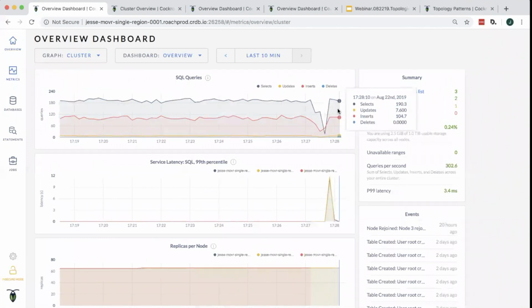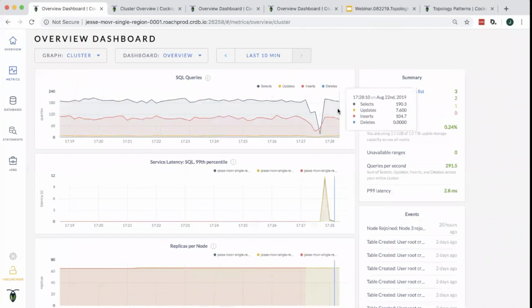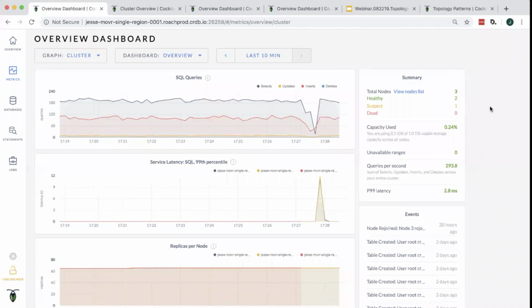Because it can always achieve consensus, because 2 of 3 replicas are always available for whatever Movr is trying to do, it just keeps going uninterrupted. You can see the latency is 2.8 milliseconds. It's not very affected. So this demonstrates AZ level resiliency within a single region. And you don't really need to do very much in a single region.